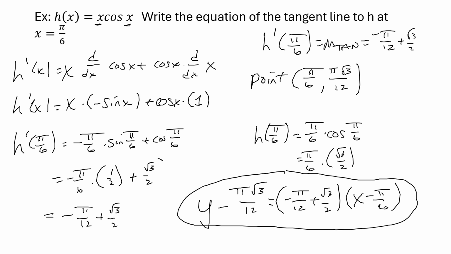Okay? And that's it. That's all there is to the product rule. If you have something with an x, term with an x, times another term with an x, you leave the first, derive the second, plus leave the second, derive the first.